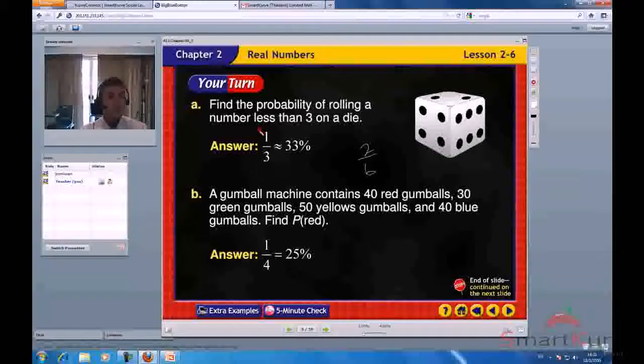So the answer is 1 over 3, or 33%. The probability of rolling a number less than 3 on a die is 1 over 3, or 33%.